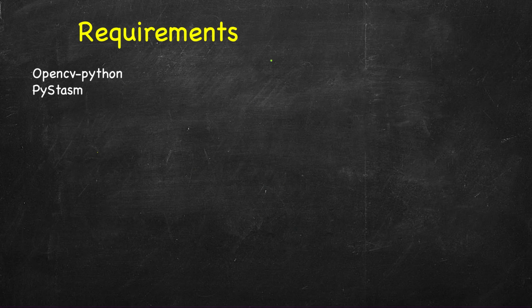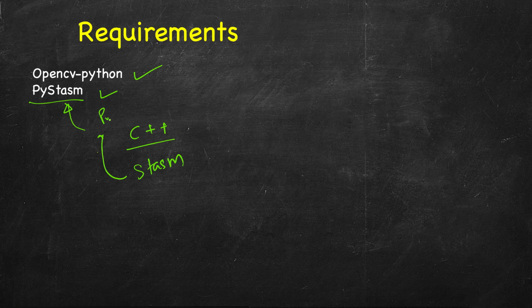Now, in order to achieve this, we will need to install OpenCV Python on our system. And we will also need another library called Stasm. This is a library that is implemented in C++, but there is a wrapper in Python so that we can call it from Python also. So that is Stasm. We will need to install both of these and then we are good to go.